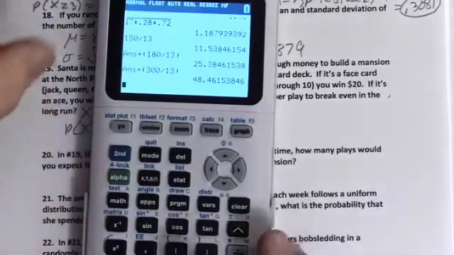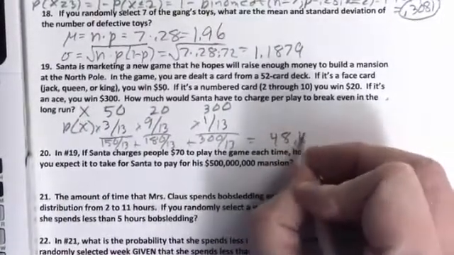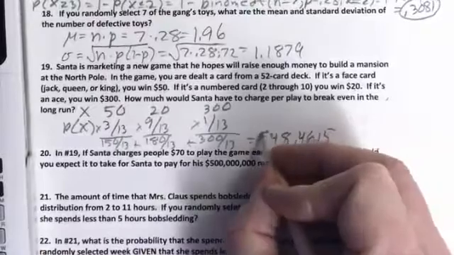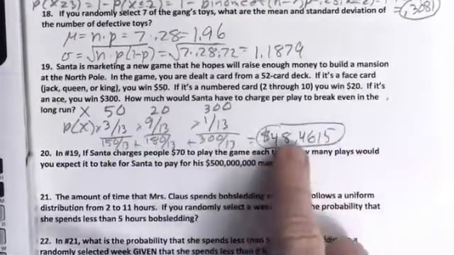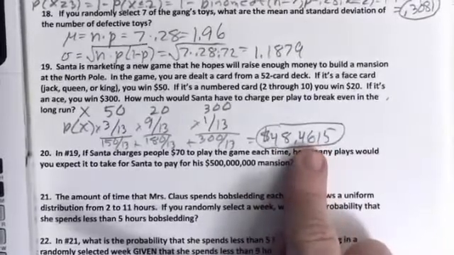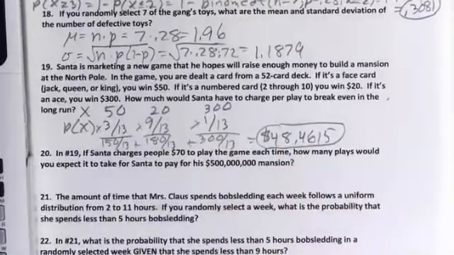And so that's 48.4615. So $48.4615 is the average amount he's giving out per play whenever anybody plays this game. So that is the amount he would have to charge per play to break even. So that's how you do that.